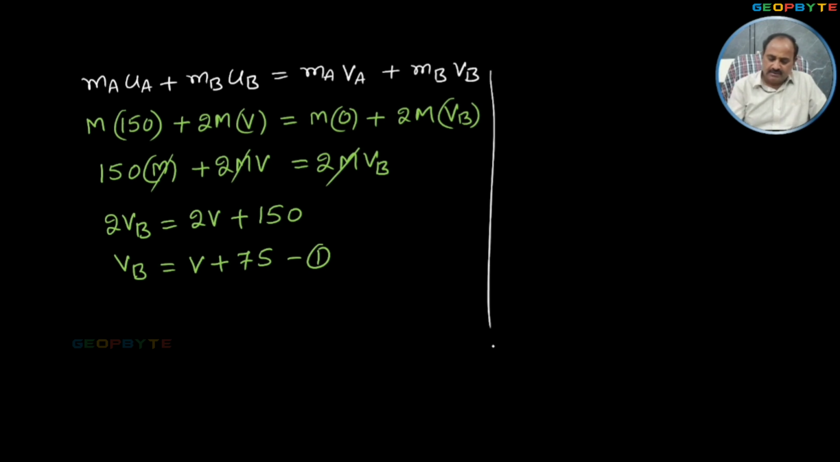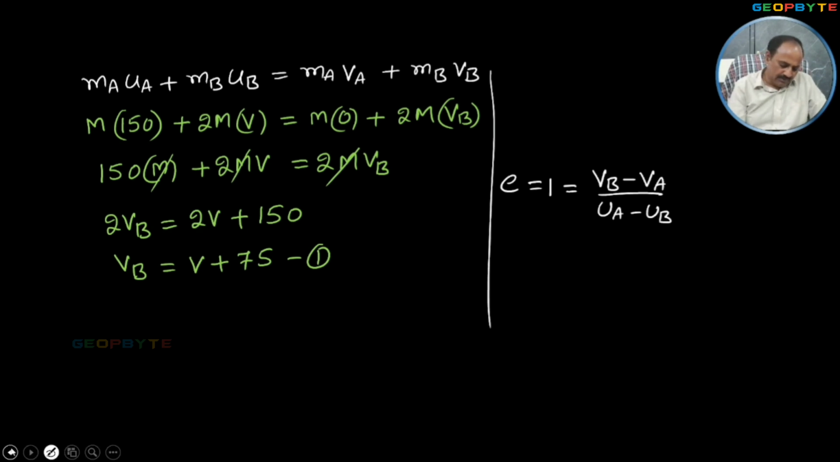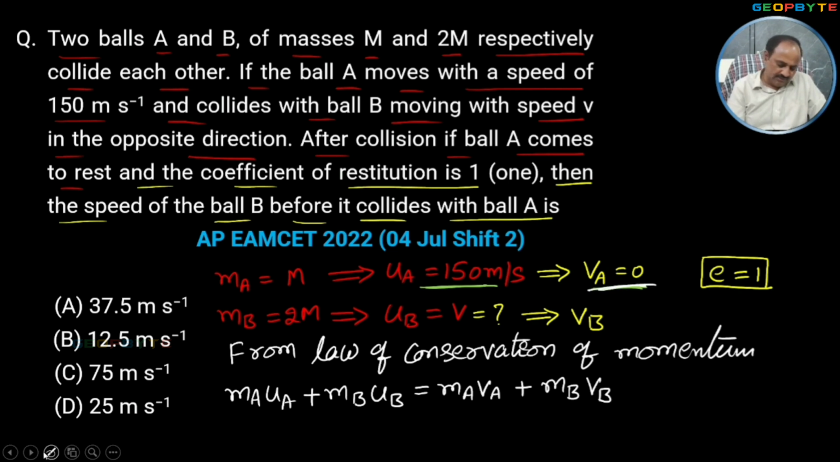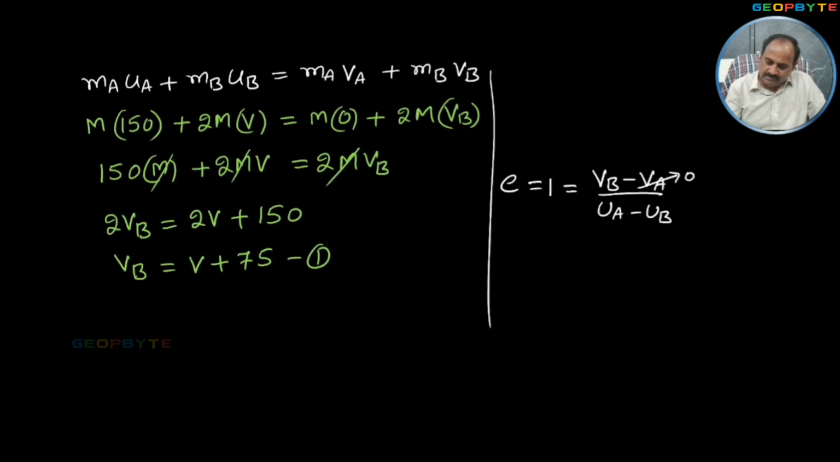Now it is given that the coefficient of restitution equals 1, that is equal to (Vb minus Va) by (Ua minus Ub). Here Va value is 0. From this, Vb equals Ua minus Ub. Vb equals Ua, which is 150, minus Ub, which is V. This is relation 2.